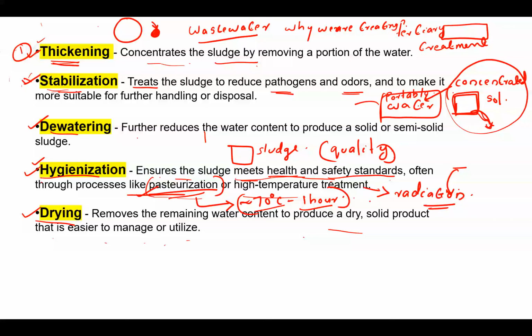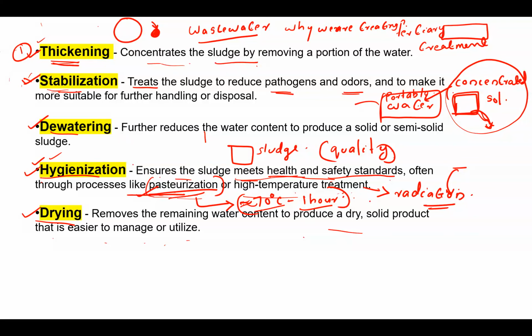Okay. So hygienization means here we can either go for pasteurization or high temperature treatment. So what is pasteurization? The process is we have to heat the entire sludge, approximately 70 degrees Celsius, and we are heating the sludge for 1 hour.